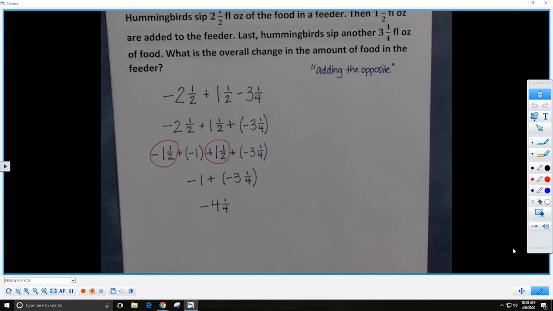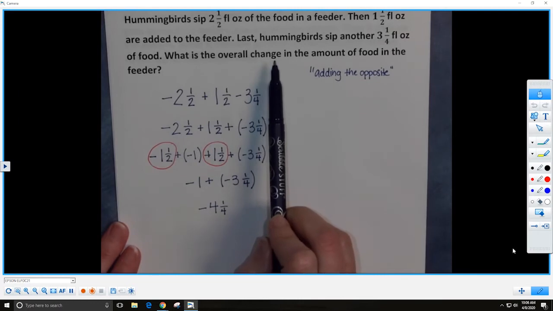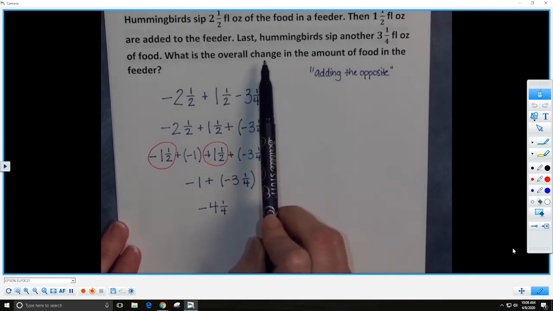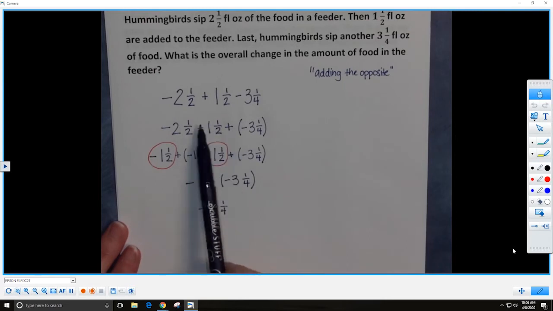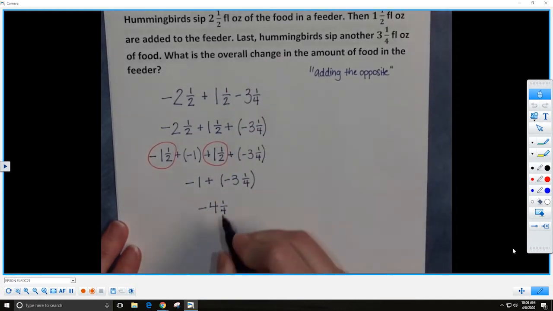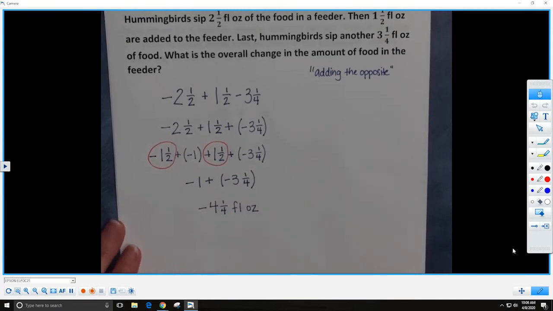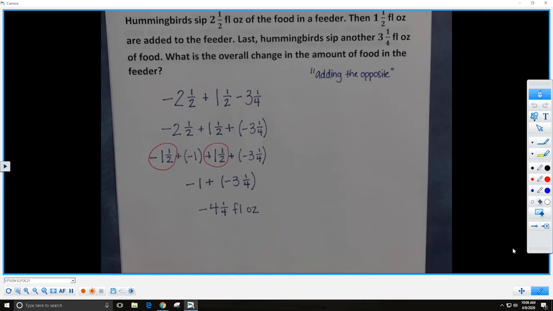Now let's talk about what that answer means in the context of our problem and whether or not it is reasonable. So remember when we had a conversation a second ago, we talked about whether the overall change would be positive or negative. And we said that it would be negative because there is more being taken away than is being added in. And we did get a final answer that's negative. So it is reasonable. What does this negative 4 1/4 mean? Right. It means that the overall change in the amount of food in the feeder was negative 4 1/4 fluid ounces. Great work. Okay, let's try another one.